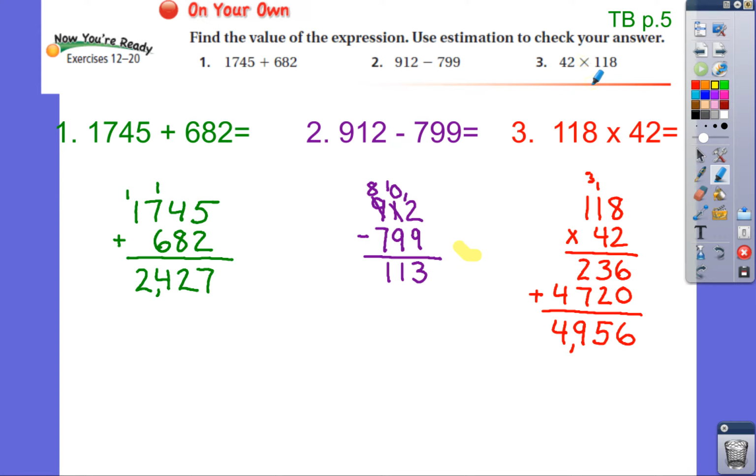So what I tend to do to make it easier is put the number that has the most digits on top and the number with fewer digits on the bottom. This gives you fewer steps and then you're less likely to make a mistake. So when I completed the multiplication process, I did come up with the answer 4,956.